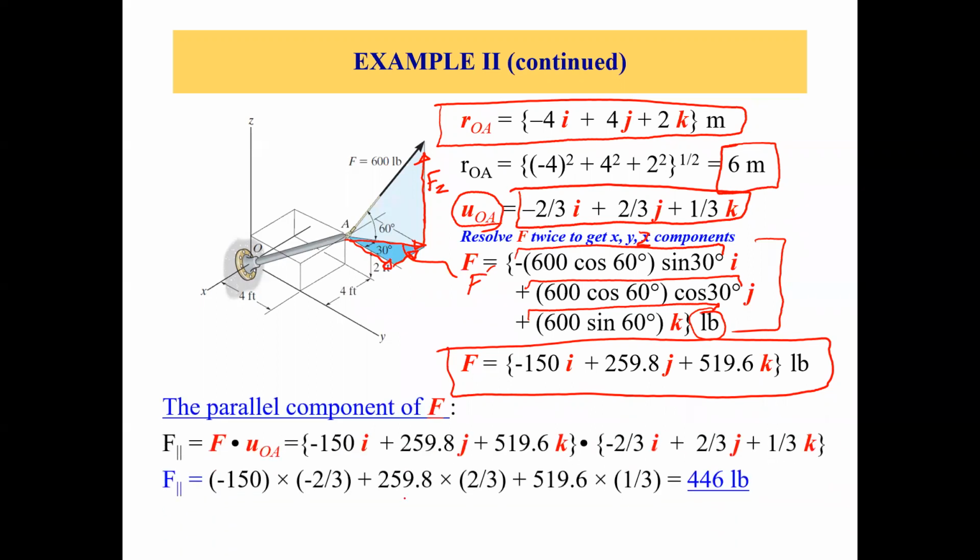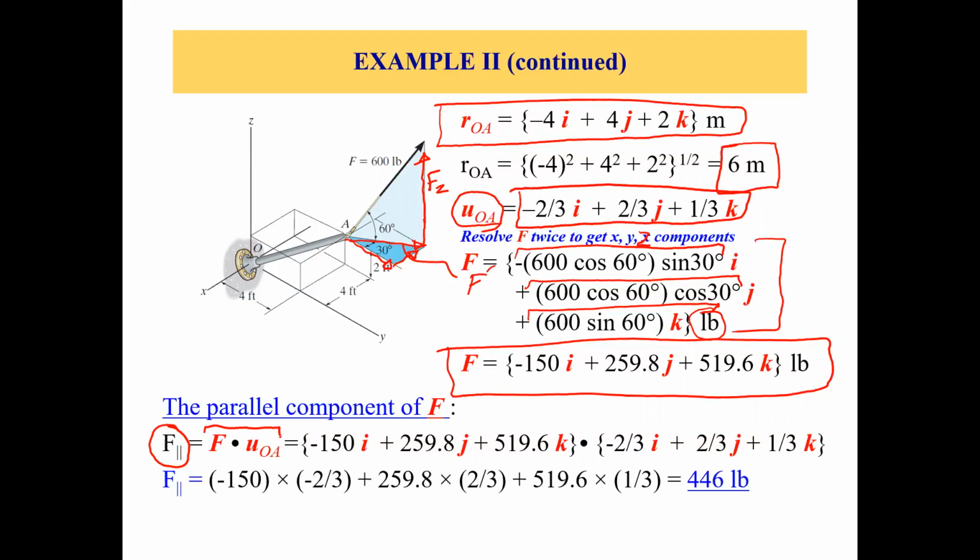Okay, all right, so now you can just use the concepts which we learned earlier and find the parallel and perpendicular components of force F, right? So first of all, let's find this F parallel. F parallel equals F dot UOA. We have the force vector F and the unit vector UOA. Just take the dot product.